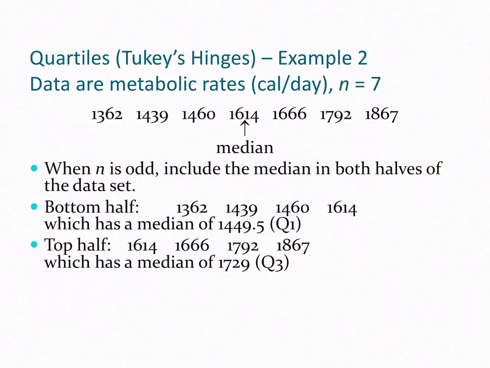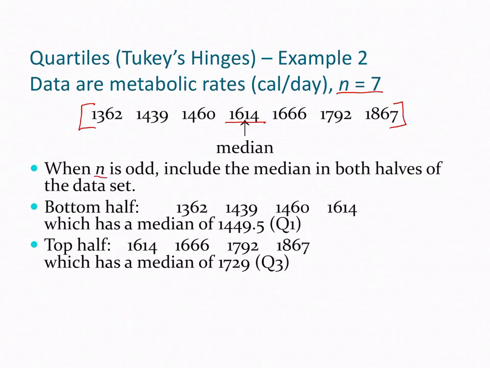Quartiles and Tukey's hinges. Here's an example, and going forward, this is how all problems should be worked out. We are always going to exhibit Tukey's hinges. Example 2: the data are metabolic rates, in calories per day, and our n equals 7. We've seen this data set before as the one where we fat-fingered, but now there's no fat finger. And we have a median value of 1614.